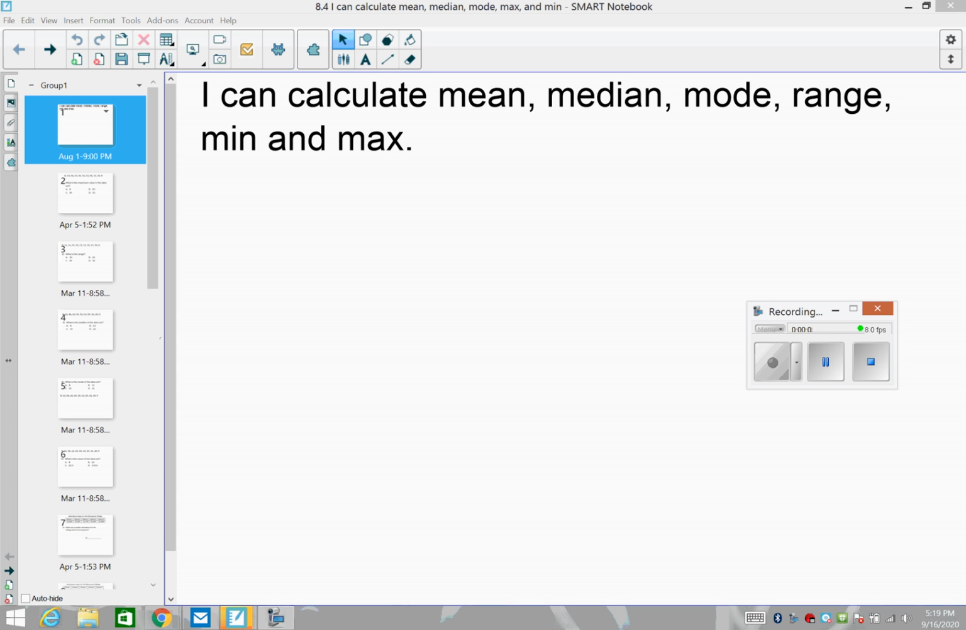Hey, math friends. So our learning target today is I can calculate mean, median, mode, range, min, and max. Essentially, it's some of the same stuff we did in our last lesson, but just making sure that you really have a good depth of knowledge for those skills so that we can do the next lesson called adjusting the mean. So this is just a foundation to our next lesson.